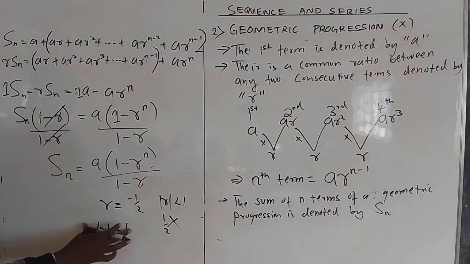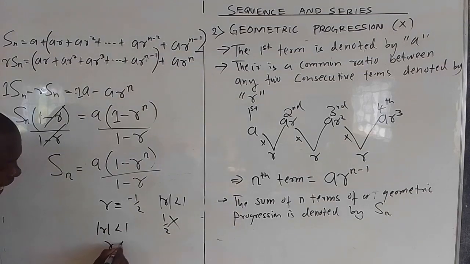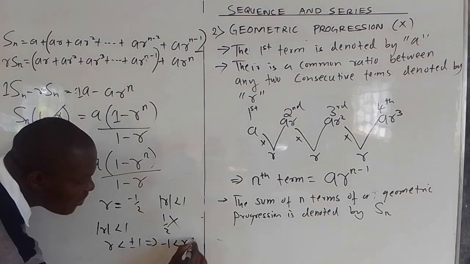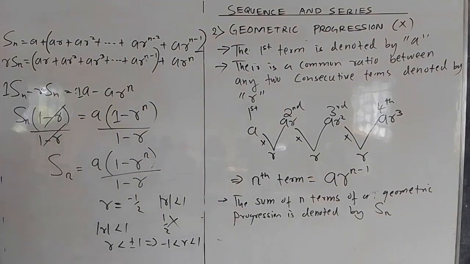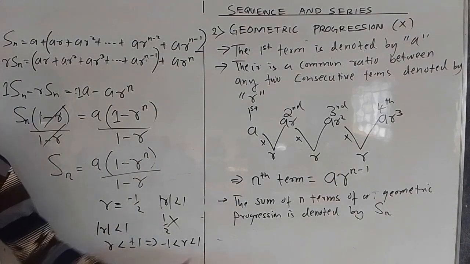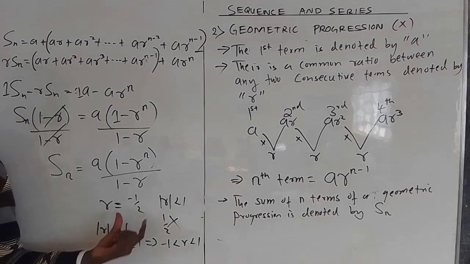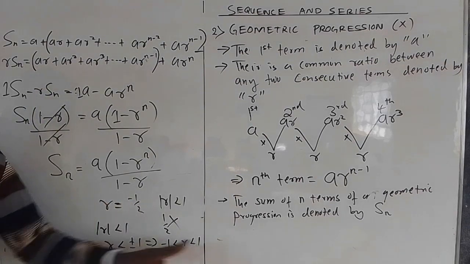When absolute value of R is less than 1, it simply means R is between minus 1 and plus 1, because that absolute value is plus or minus. Are you seeing? Meaning they are trying to tell you when the value of R is in the range of negative 1 to 1. You can see negative half is within such a range. Are we together? So R value will remain R value, even if it is negative, because it is within that range.